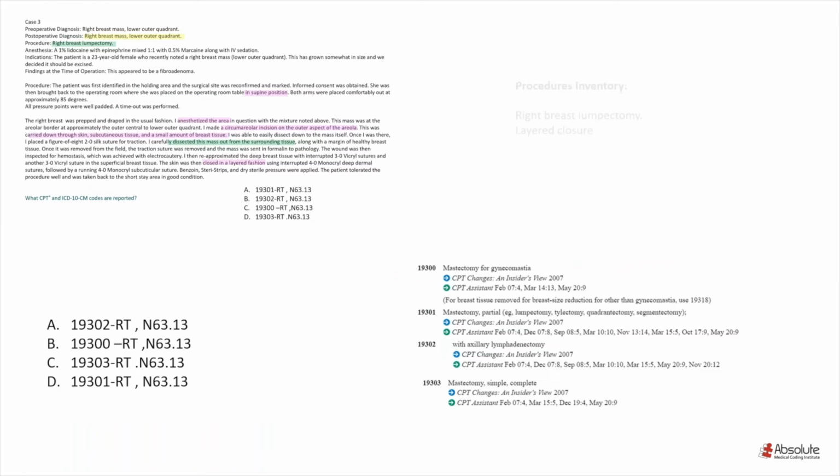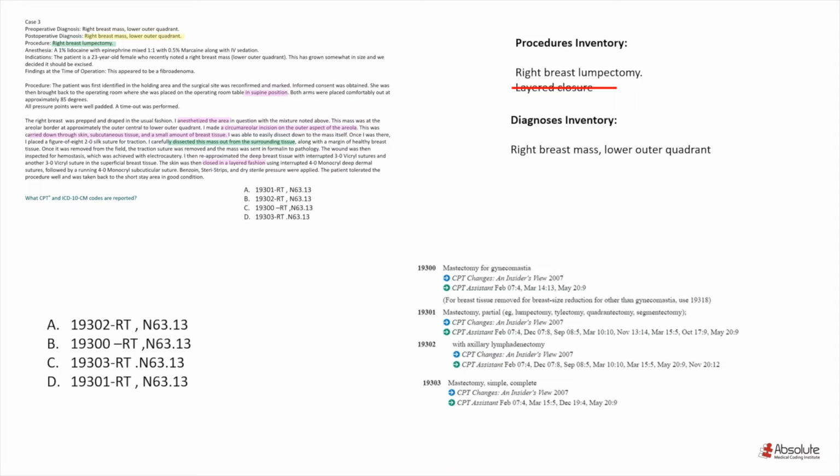Okay, now let's move on to the second step, that is having our inventory, the procedure inventory and the diagnosis inventory. In the procedure inventory, we have a right breast lumpectomy and a layered closure. Since a layered closure is inclusive in the lumpectomy procedure, we won't be coding it separately. So we'll cancel that out. And let's look into the diagnosis inventory. A right breast mass, lower outer quadrant was diagnosed, as you can see.